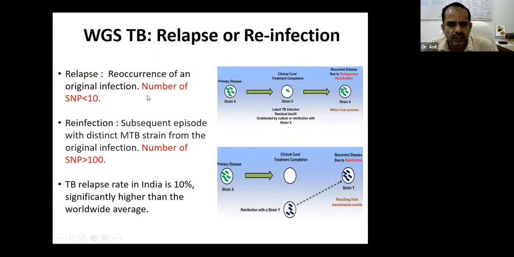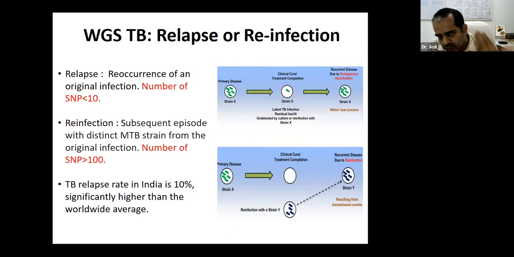WGS also helps us identify relapse and reinfection. Relapse is recurrence of the same original infection. From a previous infection you have whole genome sequencing data, and from a recent infection you have whole genome sequencing data. You compare both of them. If the number of SNPs between the isolates is less than 10, it is a relapse.